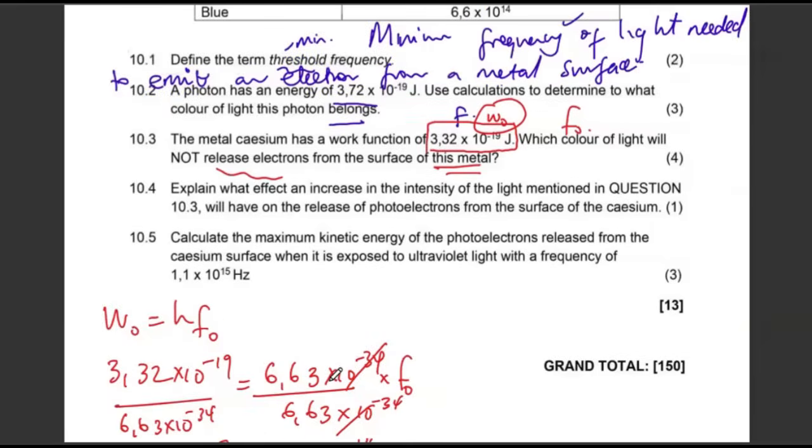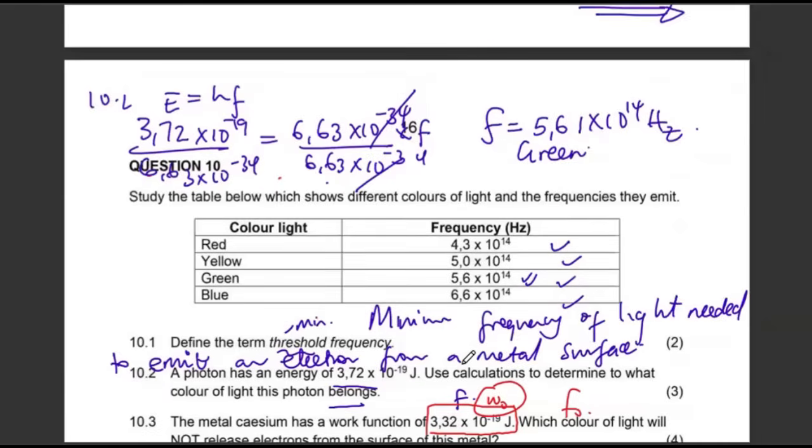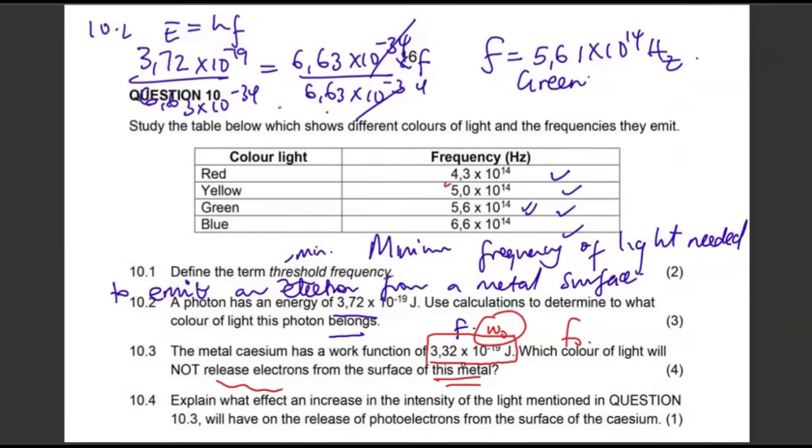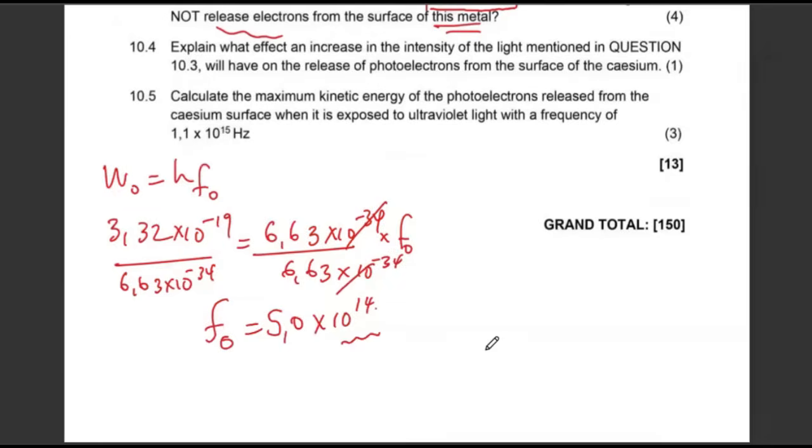What is the question asking for? Which color of light will not release? Anything below 5, so we have a 5, we have a 5,6, we have a 6. So meaning that red is not going to emit. So the answer here will be red with our calculations.